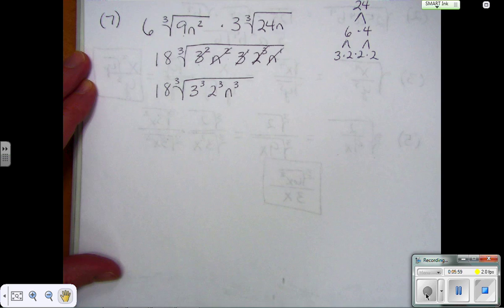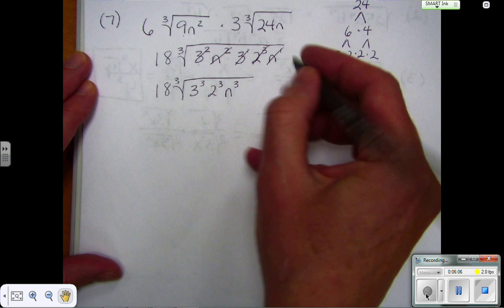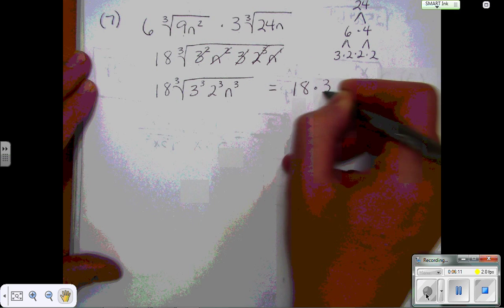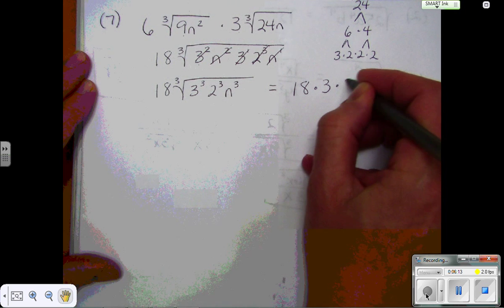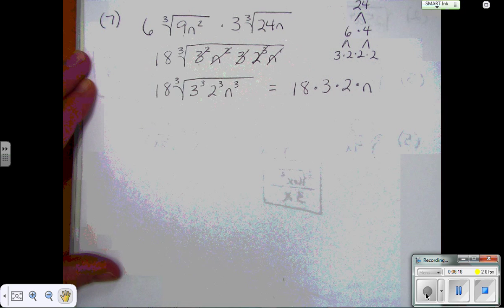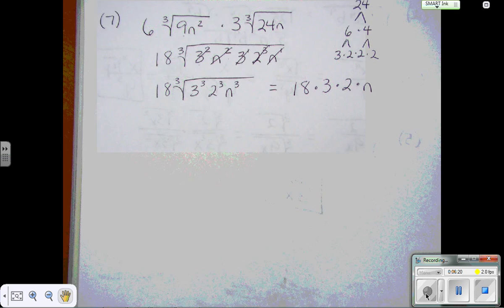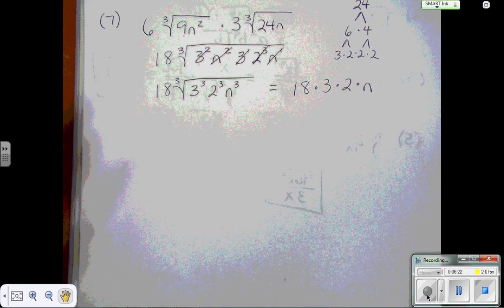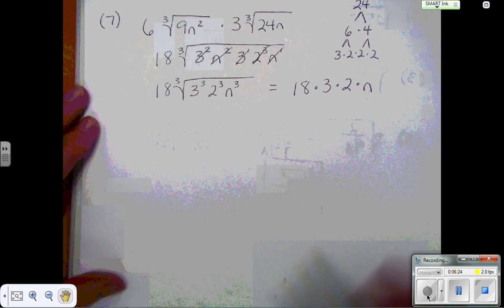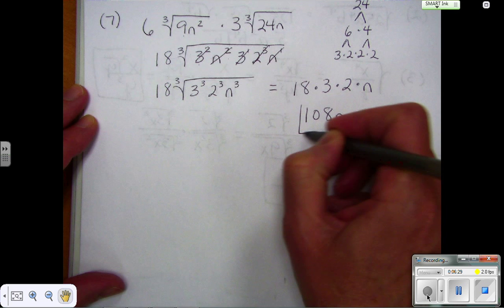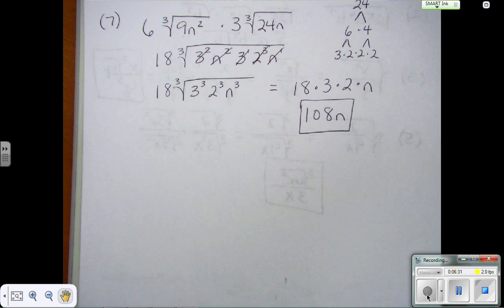So it looks like everything is going to simplify out of that radical because they all have 3 factors, and the index is 3. So whenever you take something out of the radical, you always multiply it by whatever is out in front. So I'm going to take the 3 out, the 2 out, and n. Multiply those all together. 18 times 3 times 2. I'm getting 108. And make sure and keep your variable on there. And that's your final answer.